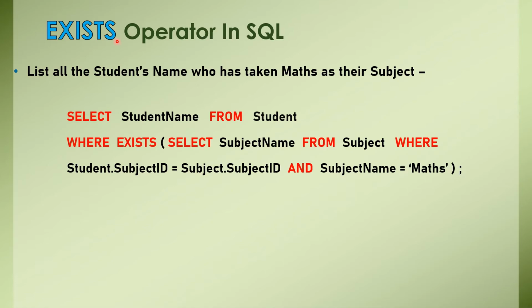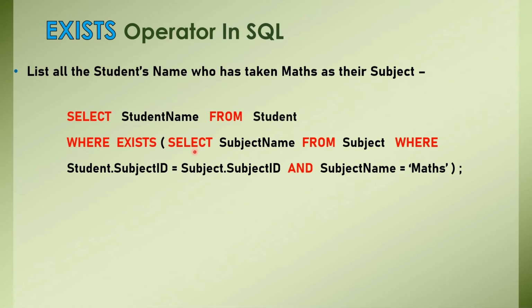Let us look at that. You need to write select student name, you need to print the student names, right? So you need to select the student name from this student table, and you need to give this condition WHERE EXISTS. Now your requirement was to list all the student names who have taken up math. So you need to filter this out from the subject table. So how can you do that?